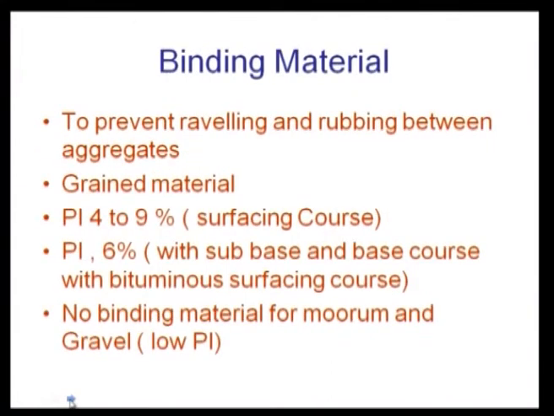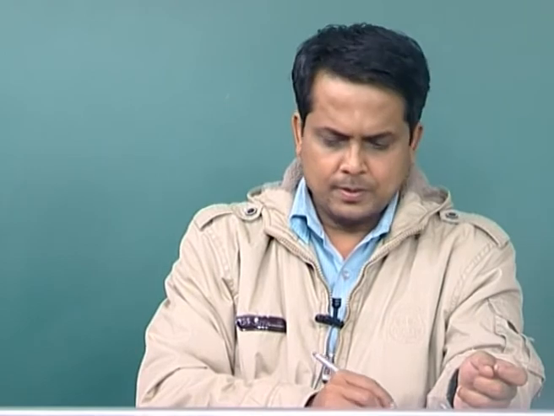Binding material: generally we use binding material to prevent raveling and rubbing between the aggregate. Grained material, so plasticity index 4 to 9% for surface course. Plasticity index equal to 6% for sub base and base course. No binding material for muram and gravel of low plasticity index. This is all about embankment material requirements for highway construction.